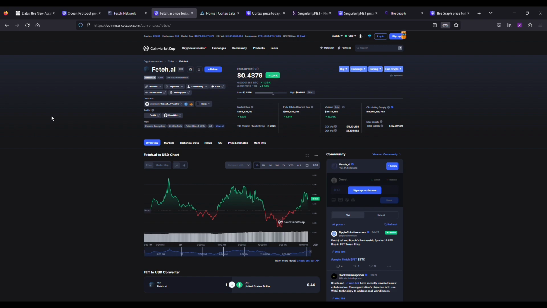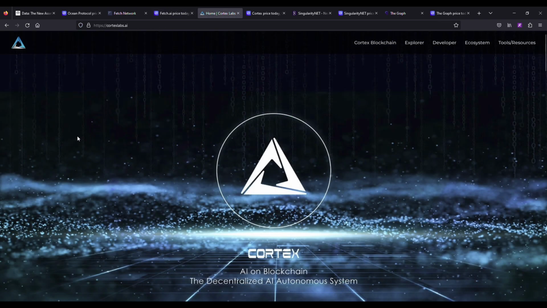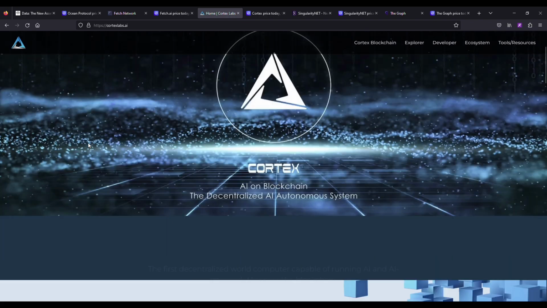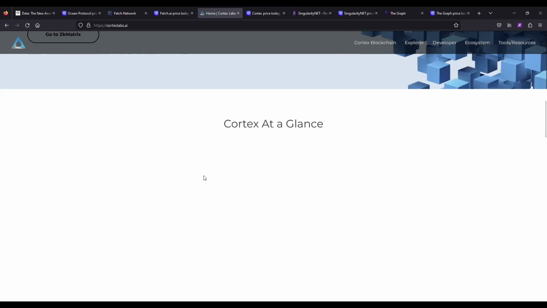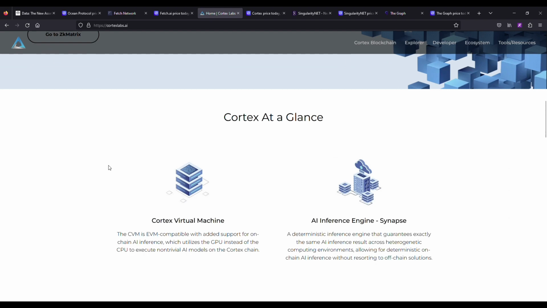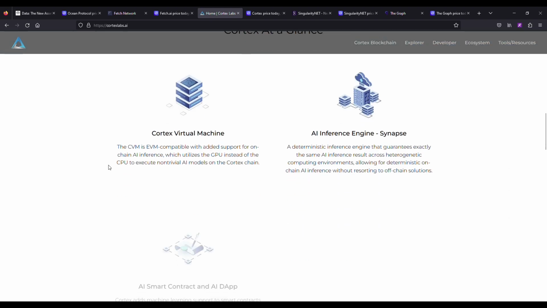And next, we have one of our favorites, Cortex. Cortex is a public blockchain infrastructure that supports the execution of AI algorithms and AI-powered dApps. Cortex provides a platform for AI developers to upload their models onto the blockchain and incorporate them into smart contracts. Cortex uses POW network consensus to verify every step of the machine learning inference.